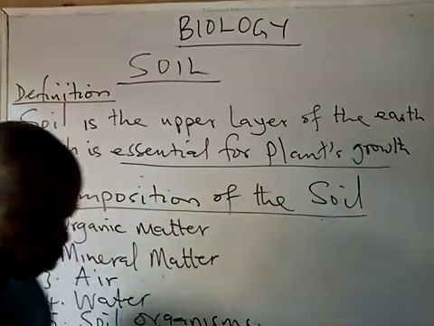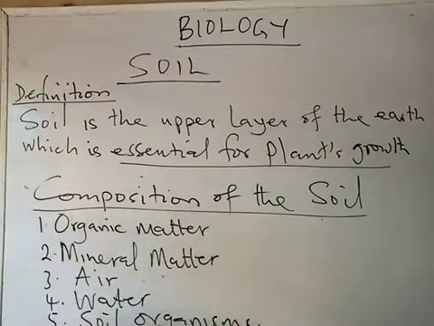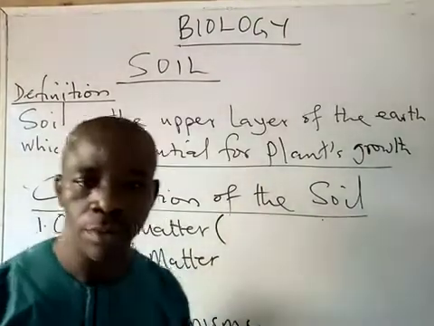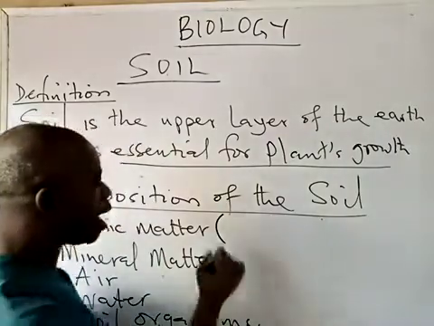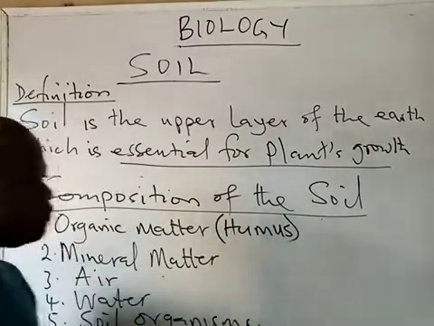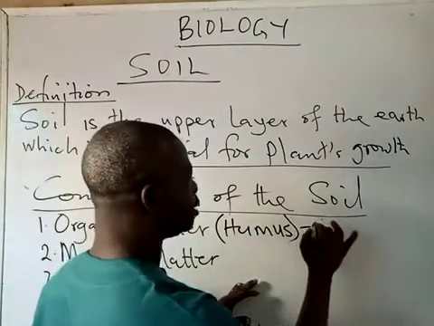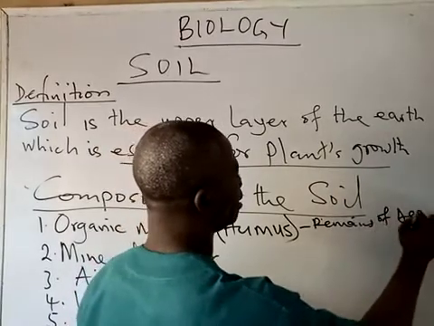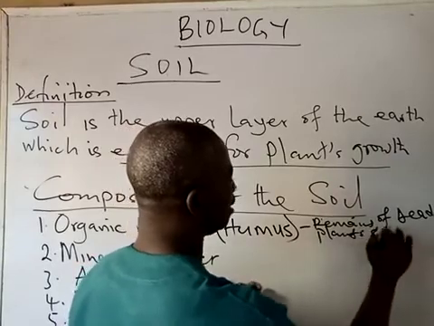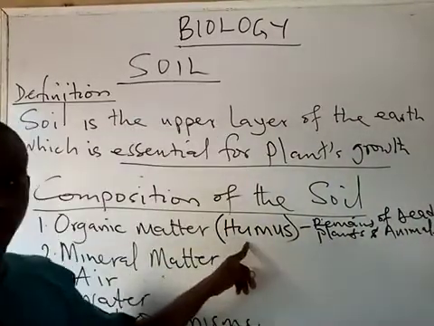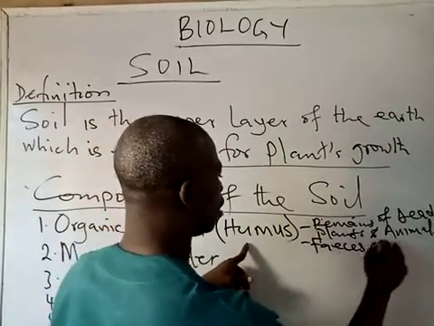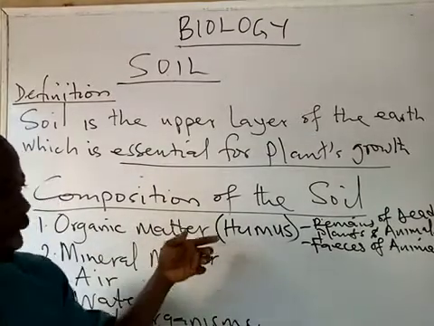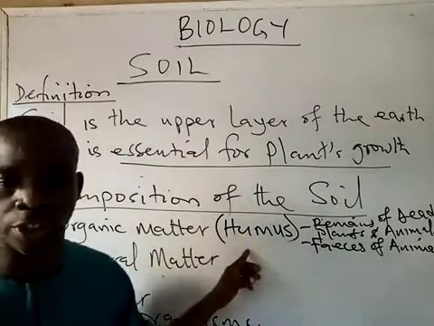We have these various compositions of the soil. The organic matter are the remains of dead plants and animals, and they are otherwise referred to as humus. They are referred to as what? Humus. So particularly the remains of dead plants and animals constitute humus. Then the feces of animals too. So the remains of the dead plants or animals that are on the soil are what constitute the humus part of the soil.